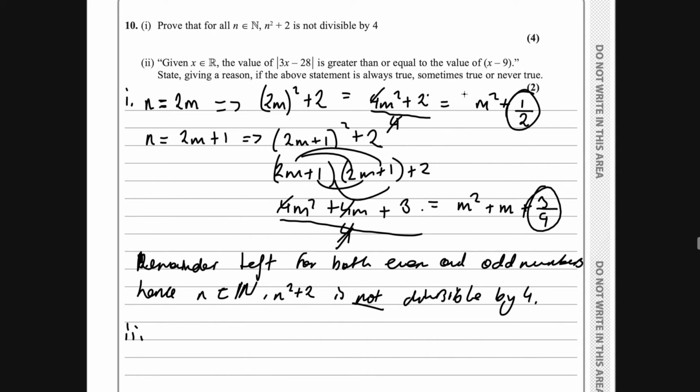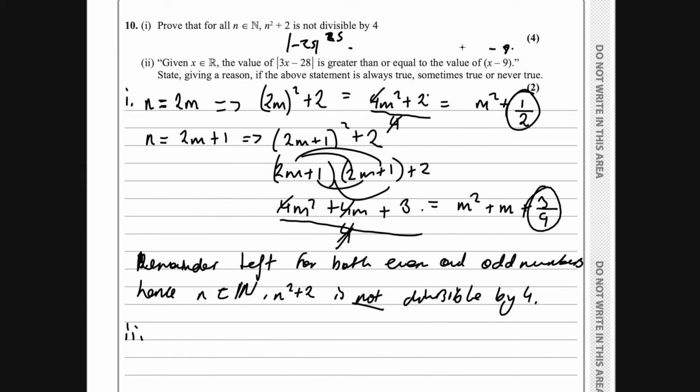It's clear that it is, in most circumstances, true. So if I was to put 1 into this, 1 times 3 minus 28 is going to equal minus 25, and the modulus of that is going to be 25. And if I was to put 1 into this, I'd get minus 8. And obviously 25 is greater than minus 8.